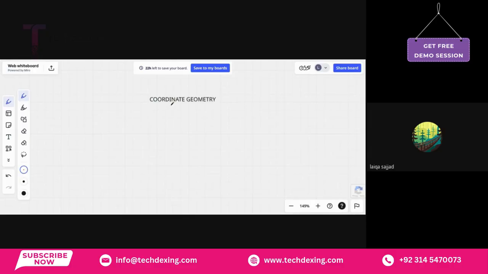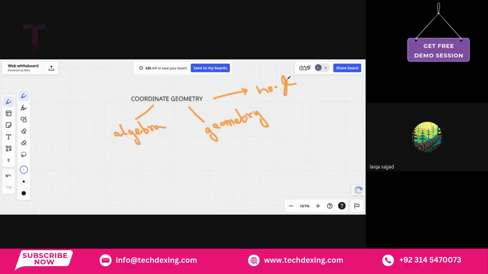It consists of two things. It helps you to connect algebra with geometry. So instead of only drawing the shapes, we describe the geometric objects using numbers and equations in coordinate geometry. So it's all about understanding the shapes using numbers and equations.